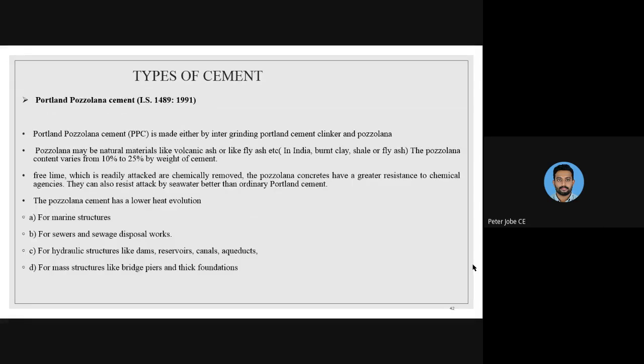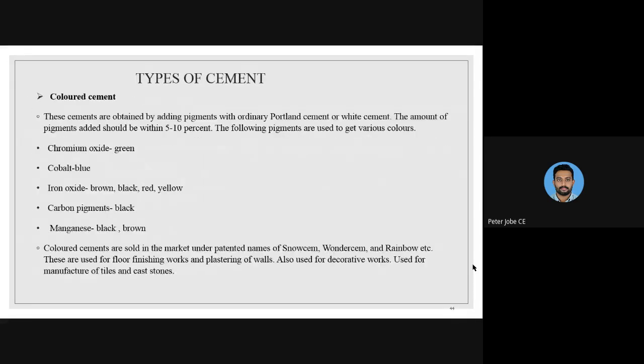So this is the type of cement, and there are some other types of cement, like colored cement. These cements are obtained by adding pigments to ordinary Portland cement or white cement. The amount of pigments should be within 5 to 10%. So we will add some pigments, depending upon the color that we require.